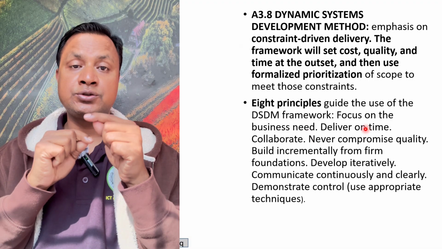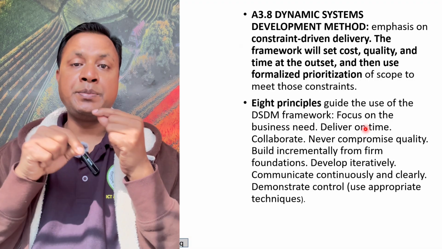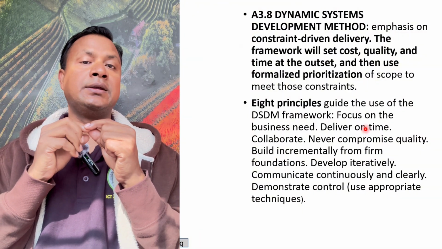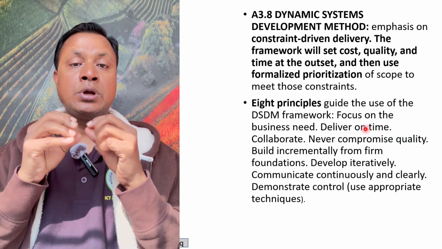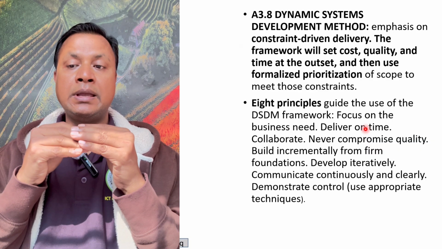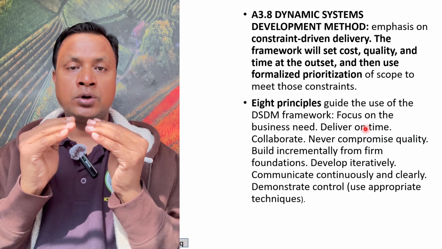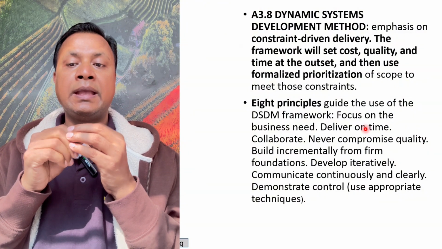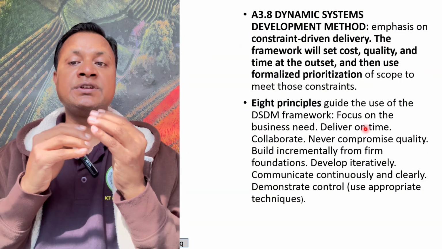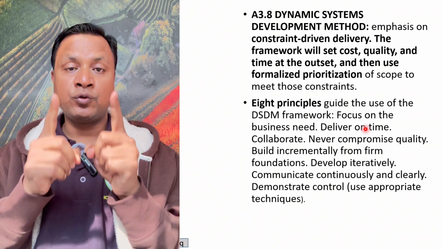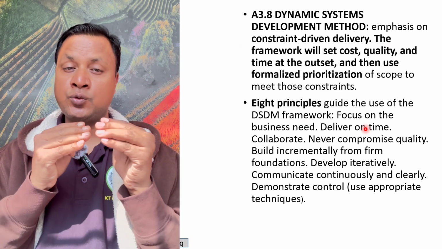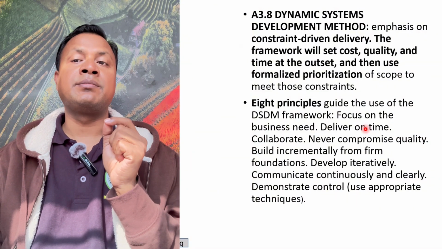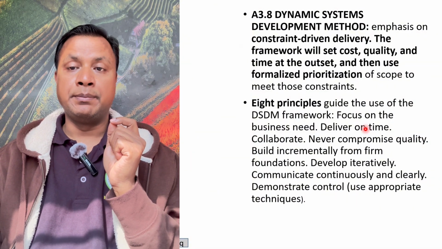Develop iteratively, so it will be repeating in each iteration. Communicate continuously and clearly. So you have to ensure the communication continuously and clearly, and demonstrate control of the quality, cost and time. If you can follow these 8 principles by focusing on the constraints of cost, quality and time, that's what we call the dynamic system development method, DSDM.